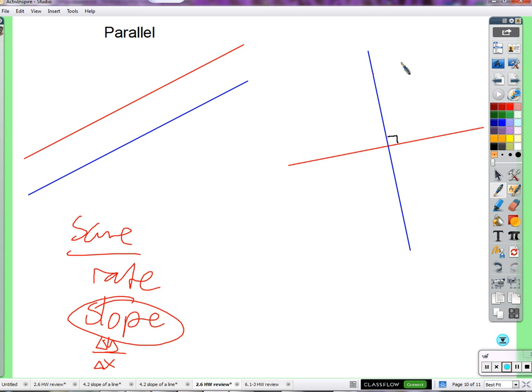What are these guys called? Perpendicular. What do we know about the slopes of perpendicular lines, Molly? If you multiply them, it equals -1. Okay. So if one of the slopes is 3/4, what's the other one? -4/3. It's got to be negative, so that this times this is -1.